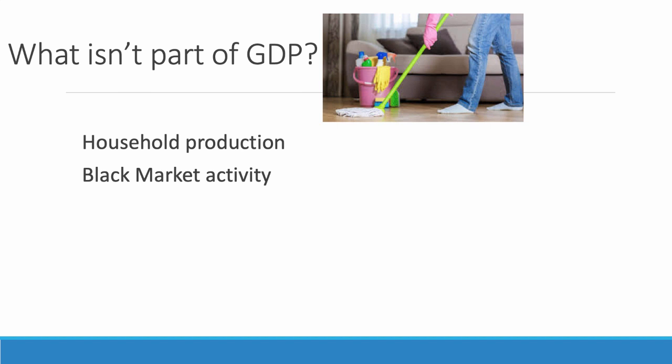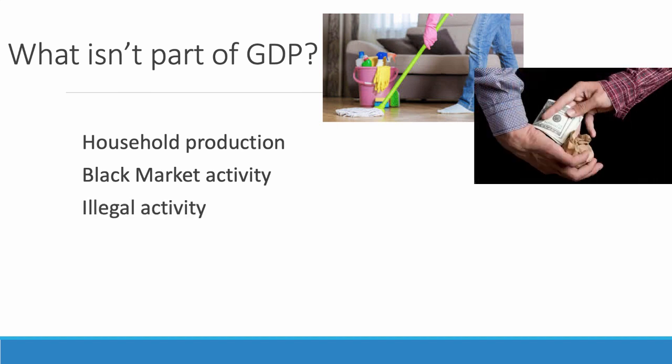Black market activity isn't part of GDP because it's hard to count. People don't want it to be counted. And so it isn't. Now, in a lot of countries, or in some countries at least, black market activity is a big part of what goes on. But because it's not counted, those countries' GDPs are underreported.